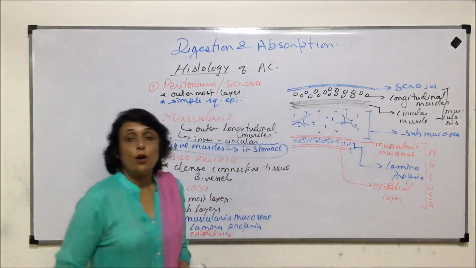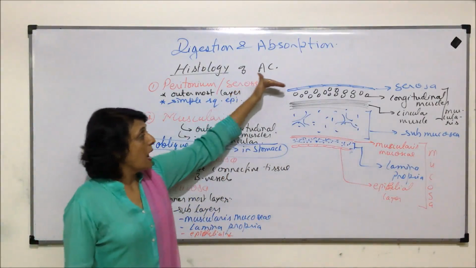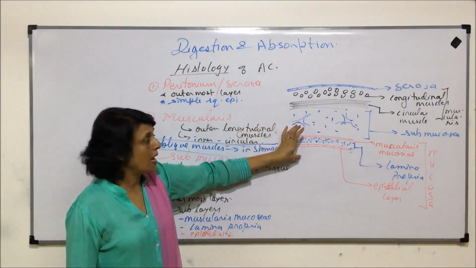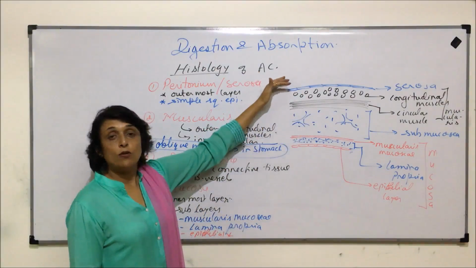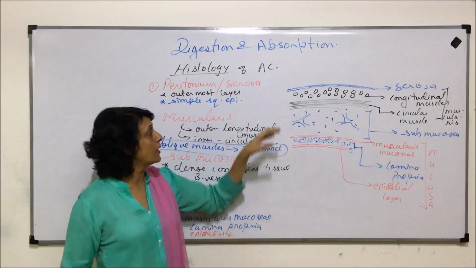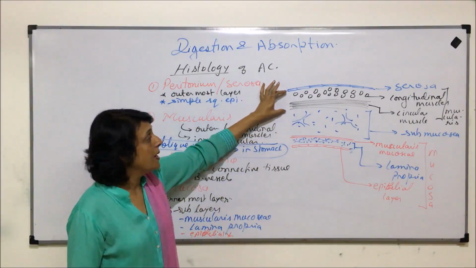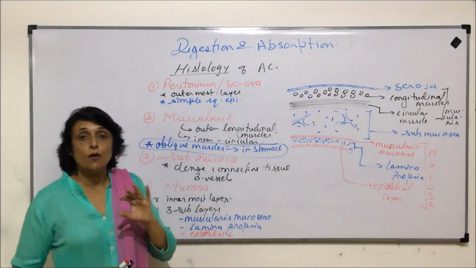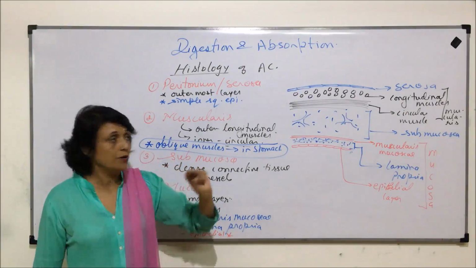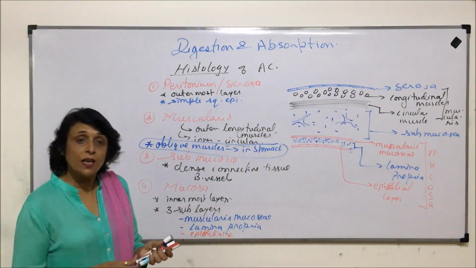So when we talk of the histological part, there are 4 layers: outermost serosa, then a muscularis layer, submucosa and mucosa. Serosa is the outermost layer. It is going to cover the complete structure. It is also known as the peritoneal layer, made up of squamous epithelium. In the muscular layer, in case of all the structures except stomach, there are 2 muscular layers. The outer one is longitudinal and the inner is circular.